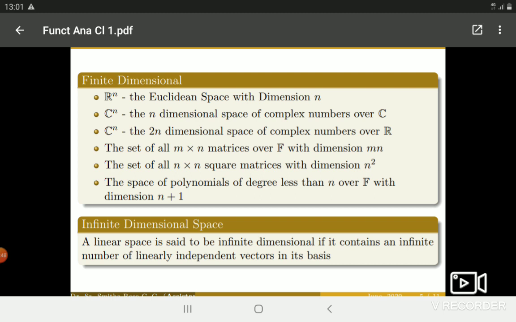Now, what is an infinite dimensional space? A linear space is said to be infinite dimensional if it contains an infinite number of linearly independent vectors in its basis. In this class, we will just see what is linearly independent, dependent and so on.